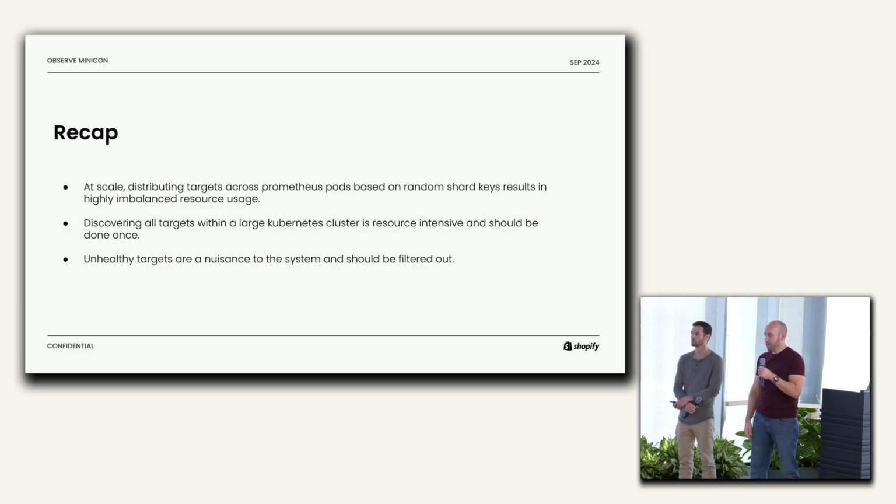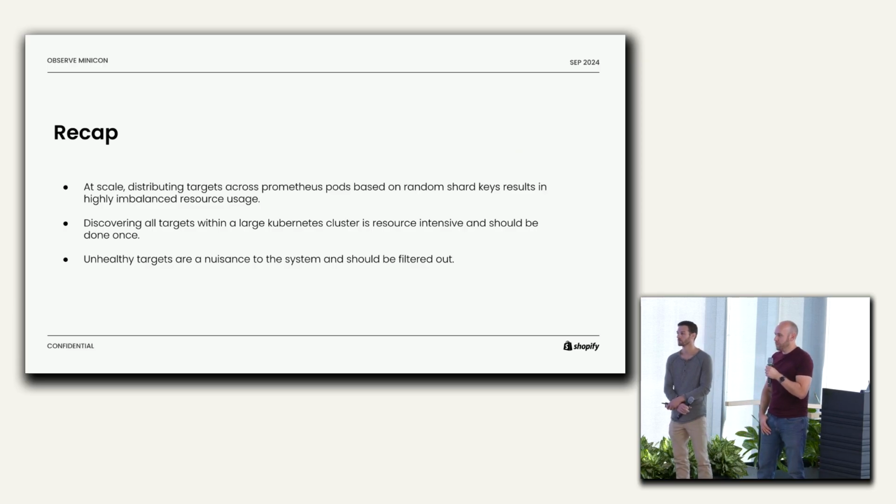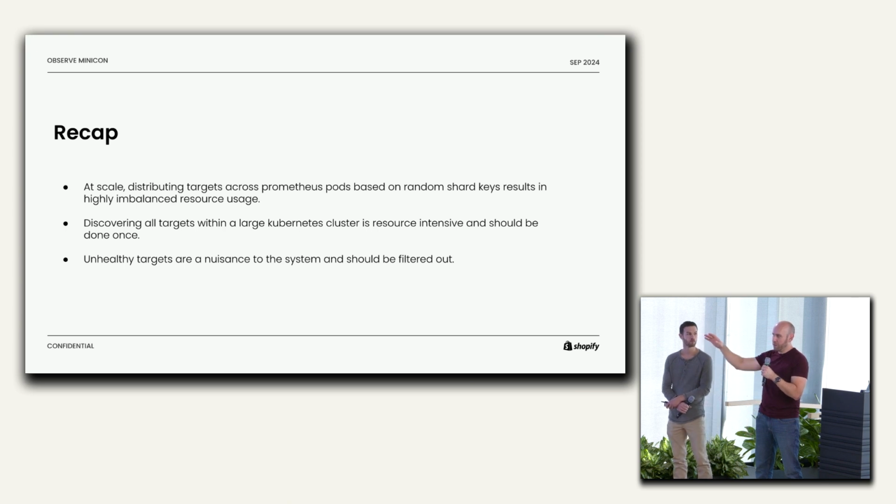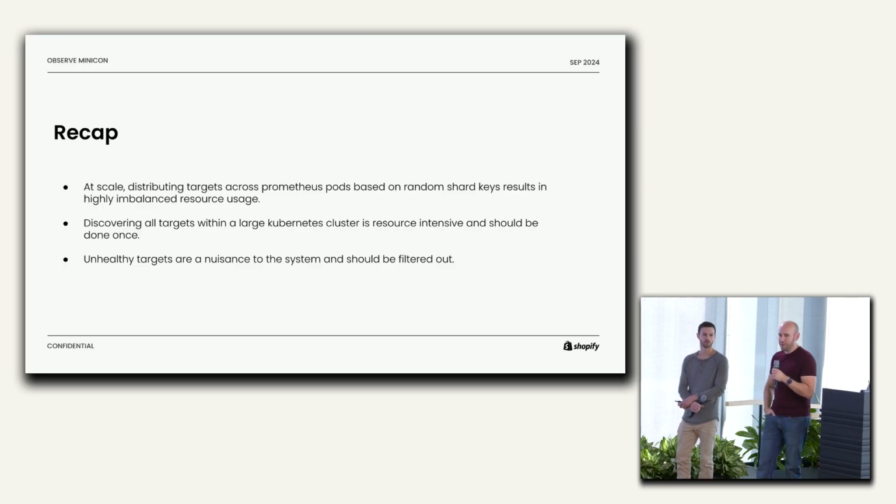And also, for very large Kubernetes clusters, the service discovery is quite expensive, and it does not scale well with a kind of sharded system. We had to really focus on doing that one time with a singleton to make this cost effective. And also, Prometheus does not handle unhealthy targets very well. Anything too large, too slow, will really drag down the performance of agents.